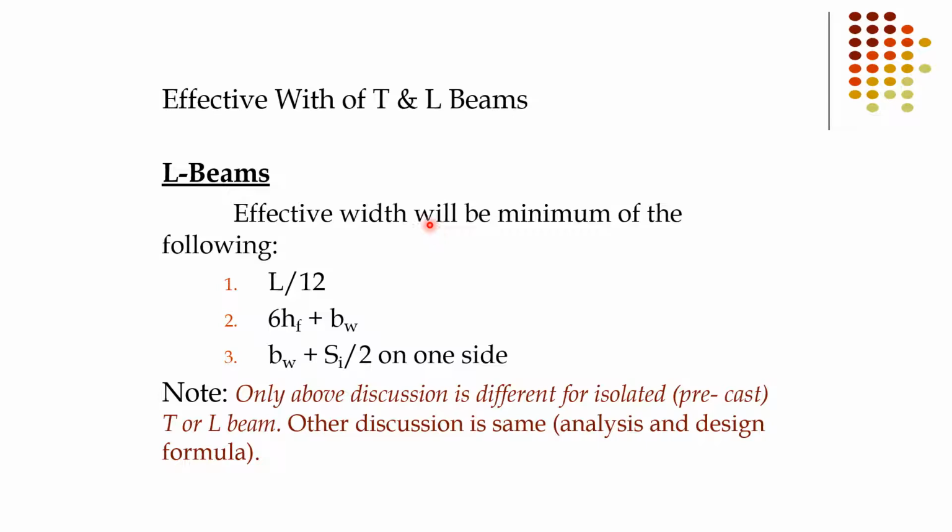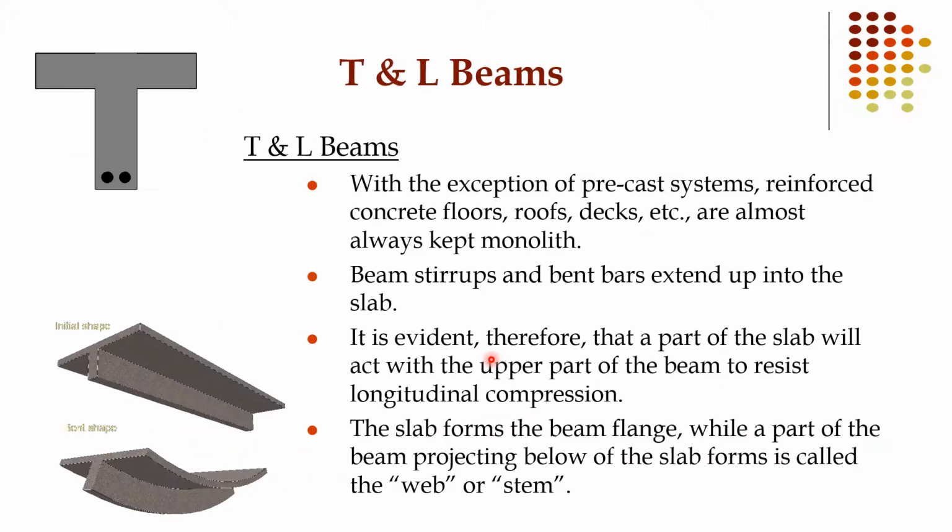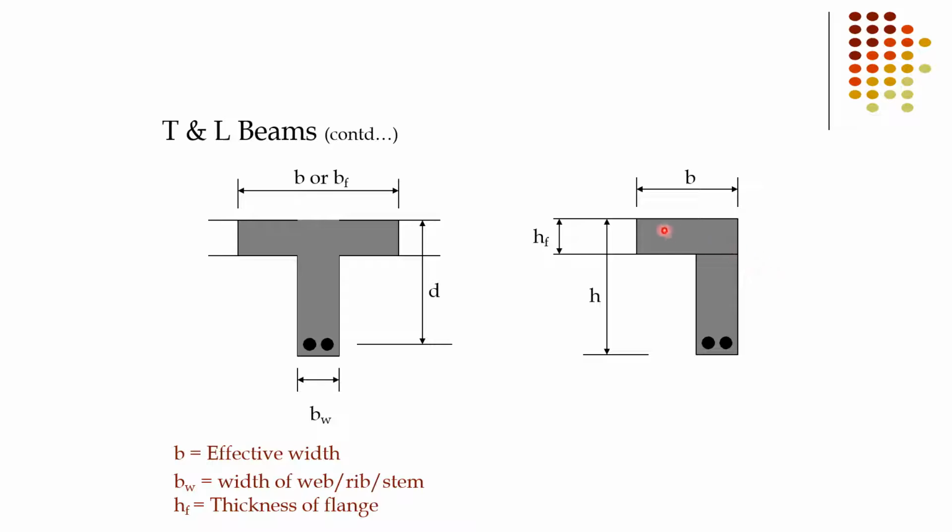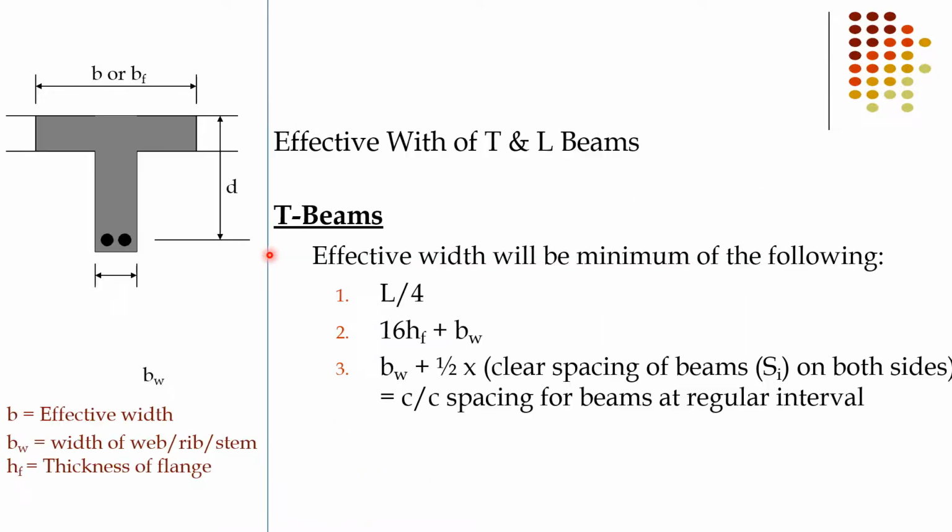Effective width for the L beams will be the minimum of the following. First, L by 12. Second criterion, 6 times hf, the thickness of flange, plus bw. The third criterion is the width of the web plus the clear spacing on one side of the span. For example, in the L beam, the spacing counts only on one side, not on the other side. For the T beam, it will be on both sides.